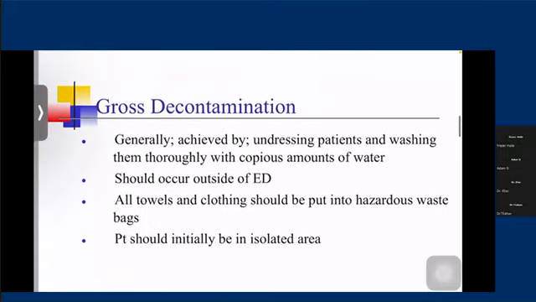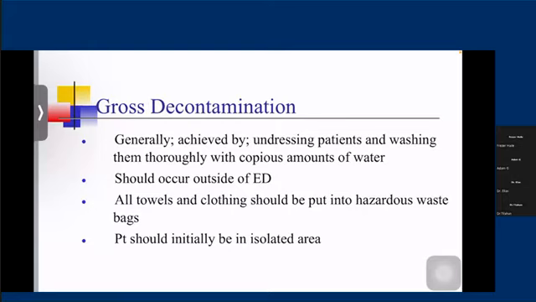Then decontamination. Practically, we usually tend to give priority to decontamination instead of securing the ABCs of life. But the priority is the ABCs of life; decontamination has really got a few advantages, especially GI decontamination. We'll discuss it later. Decontamination can be cutaneous decontamination or GI decontamination.